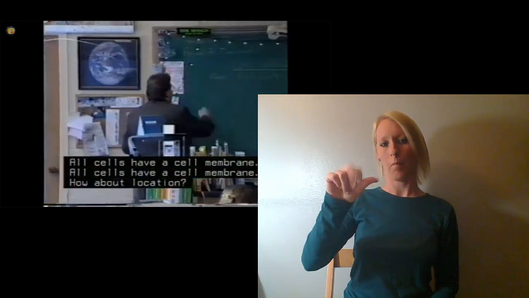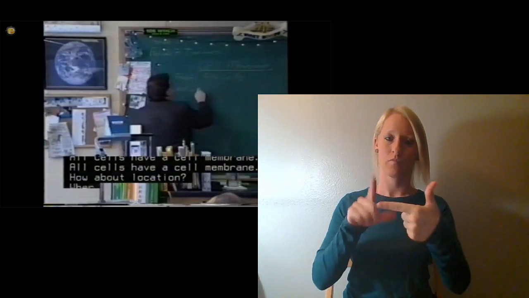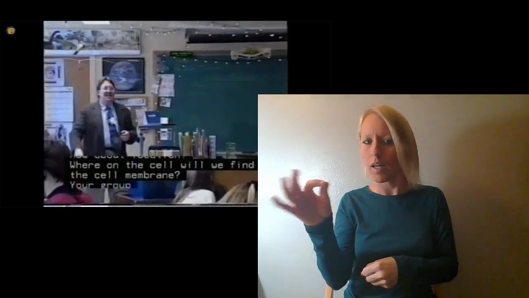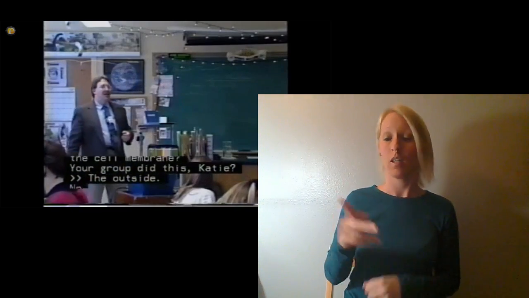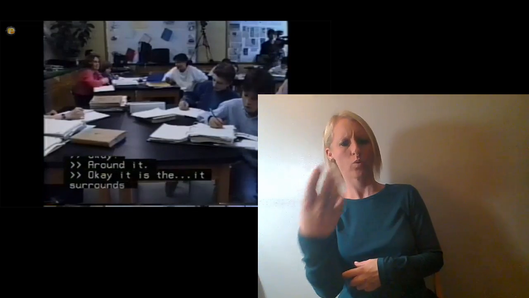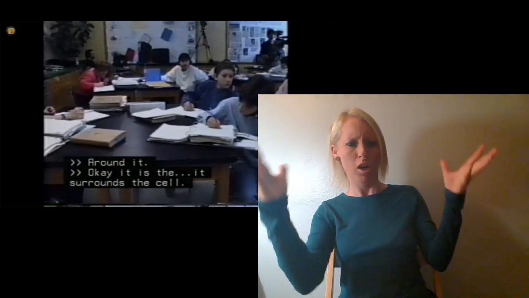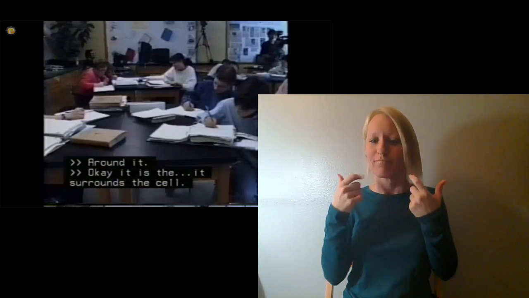How about location? Where on the cell will we find the cell membrane? Your group did this. Katie: Outside of the cell. Okay, it is around the cell. It surrounds the cell.